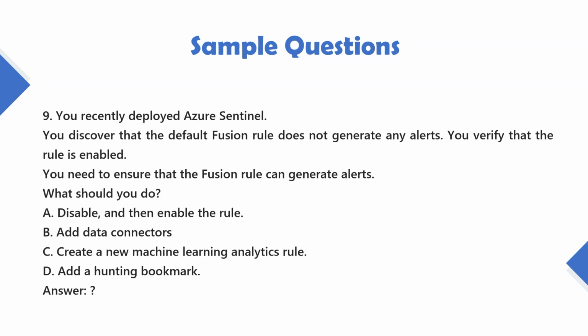9. You recently deployed Azure Sentinel. You discover that the default Fusion rule does not generate any alerts. You verify that the rule is enabled. You need to ensure that the Fusion rule can generate alerts. What should you do? A. Disable, and then enable the rule. B. Add data connectors. C. Create a new machine learning analytics rule. D. Add a hunting bookmark.